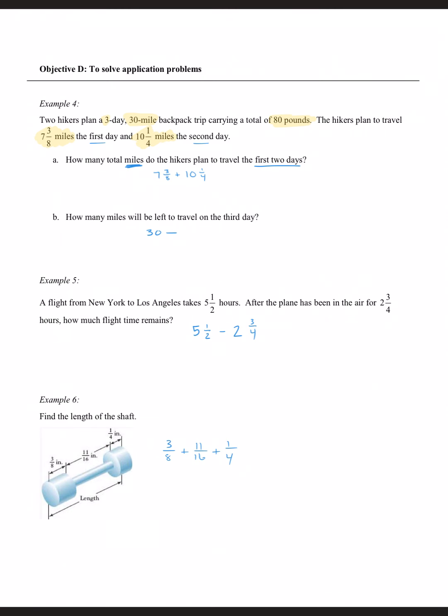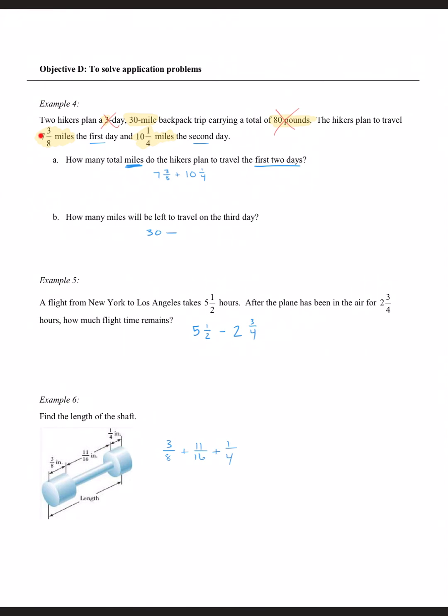So since this question is referencing miles, we can take away anything that doesn't include miles as far as the numbers go, and we can get rid of them. So like 80 pounds isn't going to be necessary because it's not dealing with miles. Also, a 3-day trip. We don't need to worry about that number 3 because that's also not looking at the miles. And it's saying the total miles in the first 2 days.